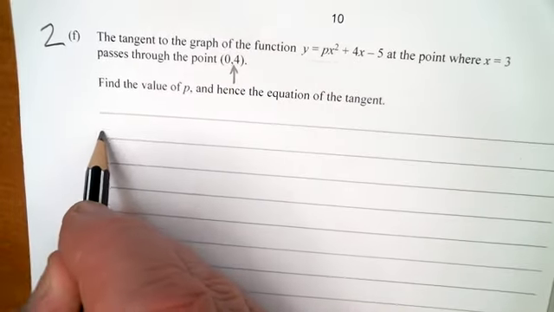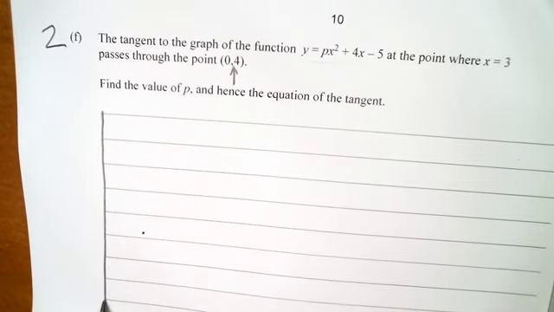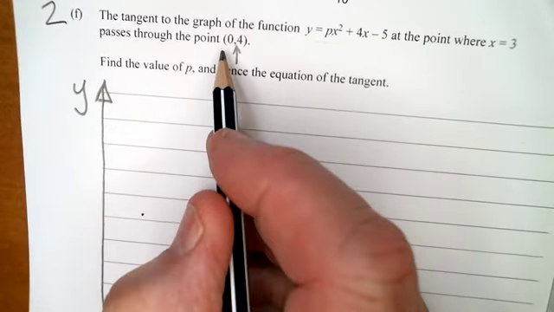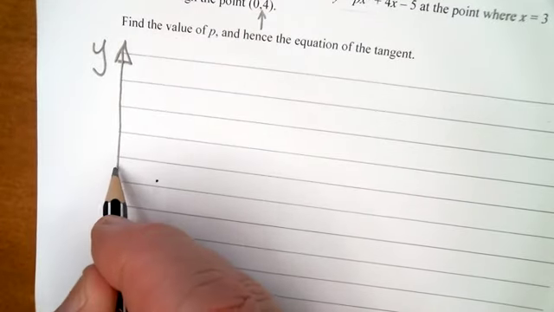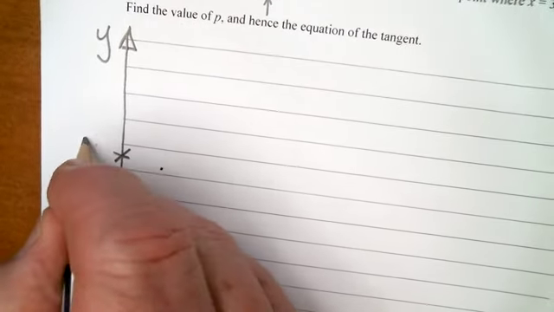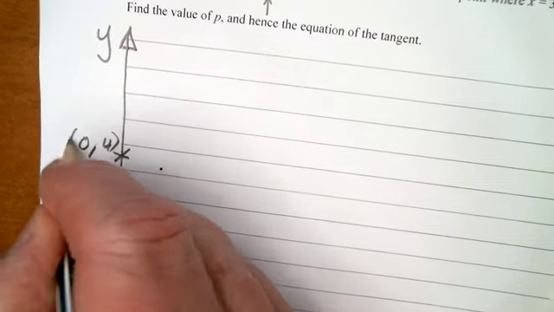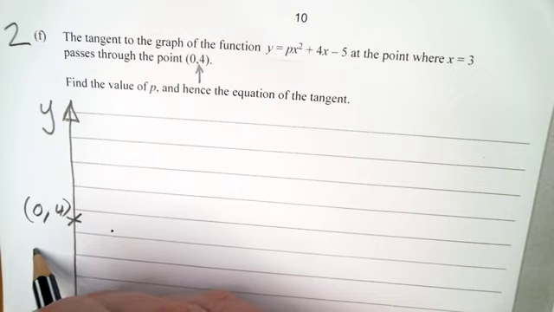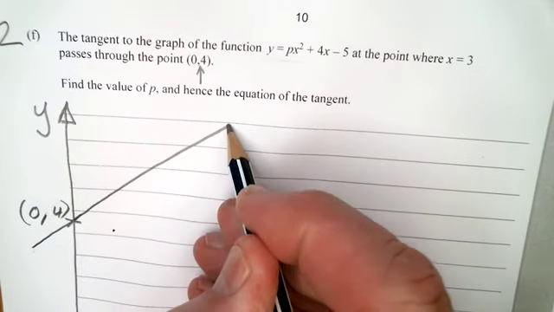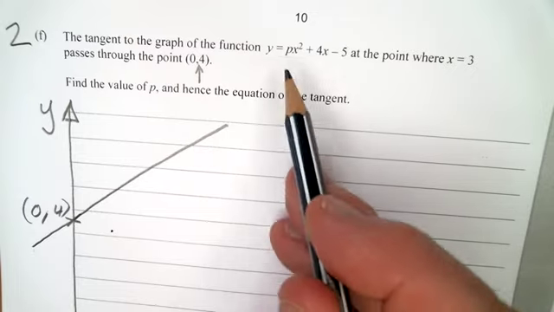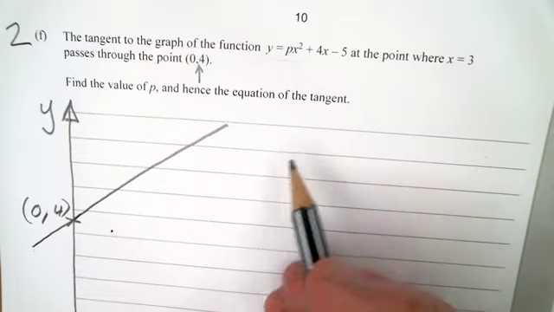So this means that if I was to draw this up more or less, if this was my y-axis, we've got point 0 along, 4 up. I'm going to call this point here 0, 4. There's my 0, 4. Yeah, there it is. And we've got a tangent there. So let's say the tangent looks like this, and it intersects with this at where x is 3.